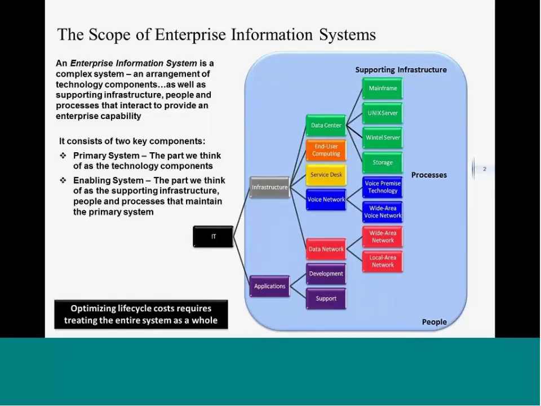Now, we can think of these components as being divided into two categories. First, the primary system, the part that we think of as the technology components, and second, the enabling system, the part that we think of as the supporting infrastructure, people, and processes that will go on and maintain that primary system. Now, for us to optimize lifecycle costs, we need to treat the enterprise information system as a whole. We need to address both the primary and the enabling systems together.